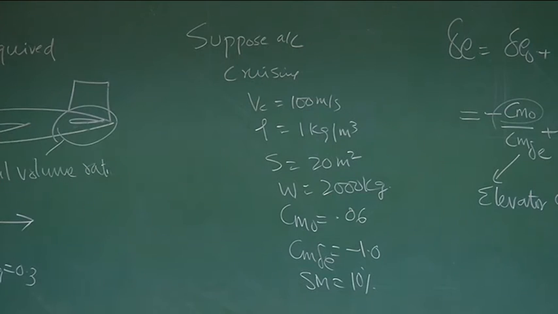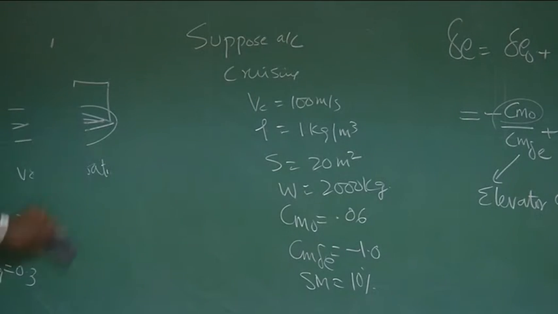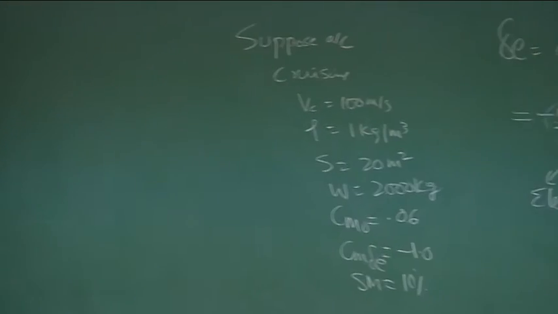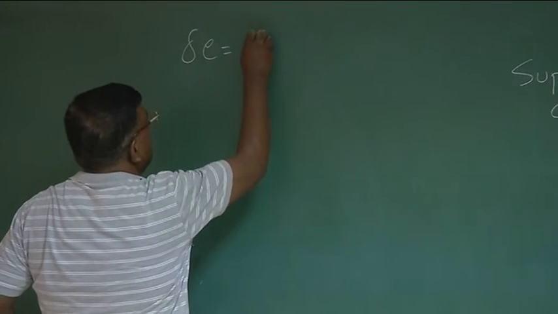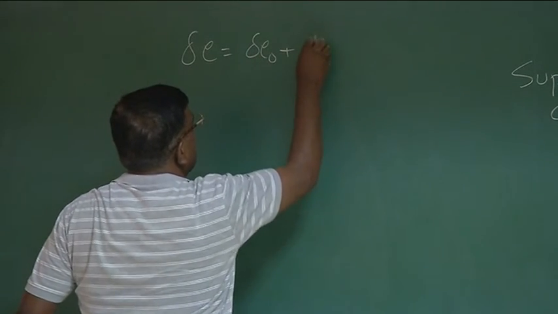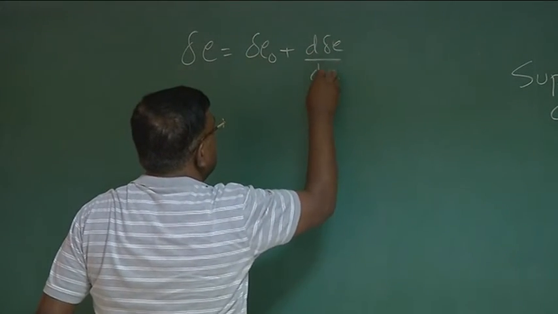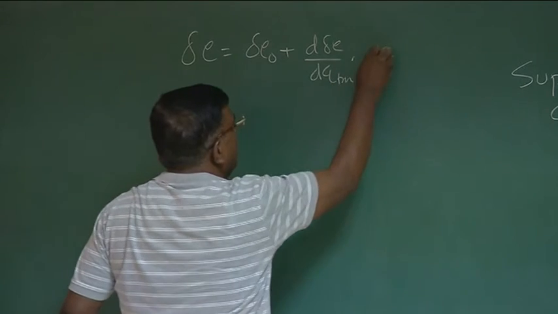What is the elevator required if this question is asked? What is the elevator required? How do I do that? Again, I come back to that relationship: delta E equal to delta E naught plus d delta E by dCL trim into CL trim.